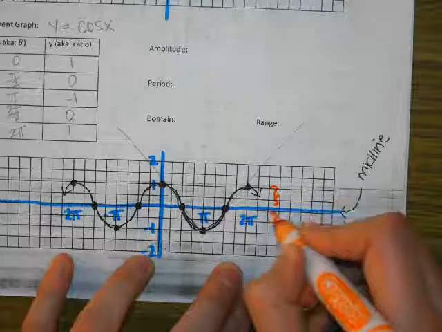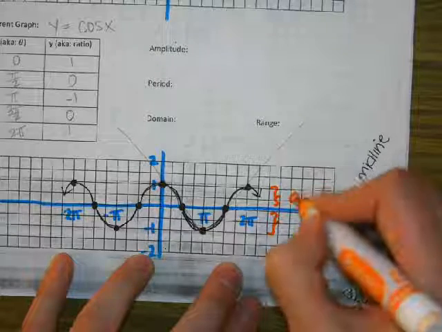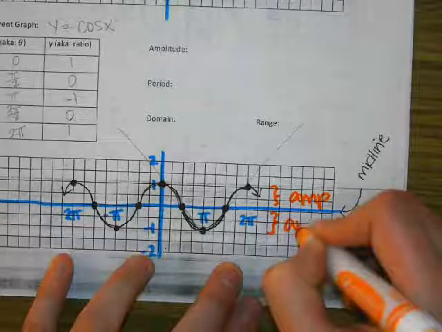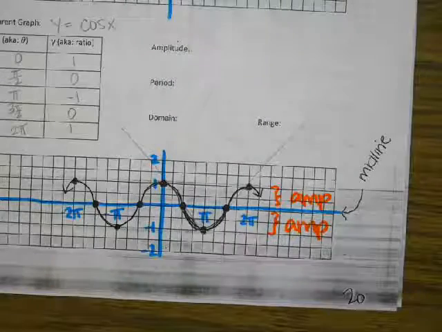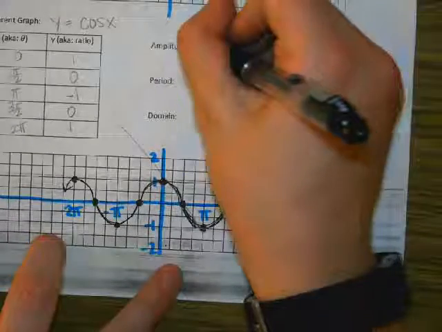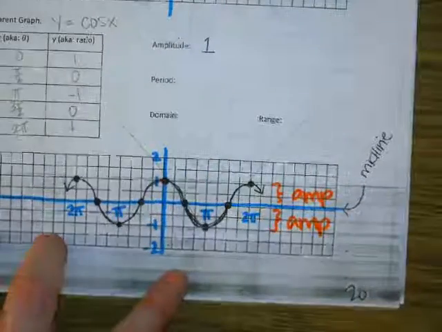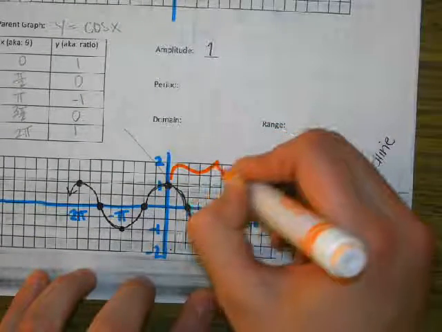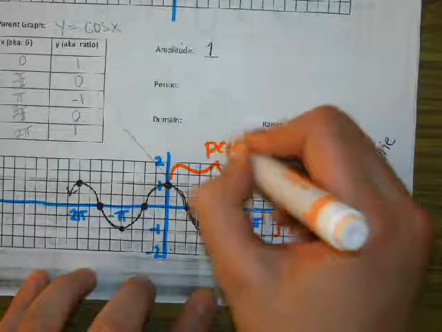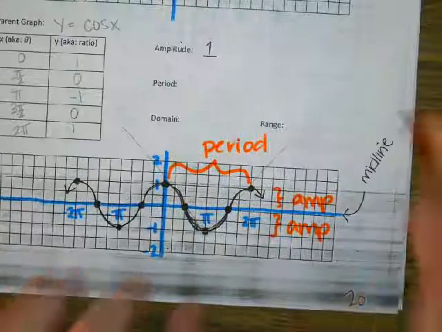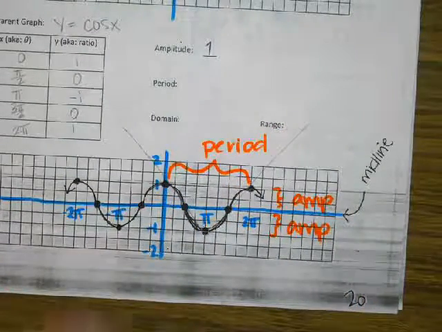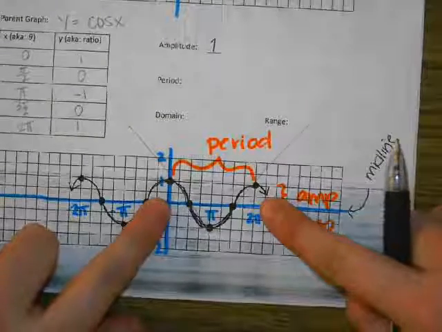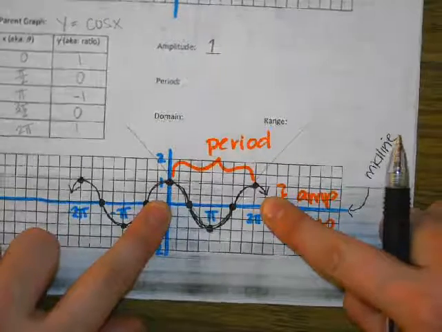What am I labeling right now? Amplitude. So what's the amplitude for this graph? 1. So that's the same as yesterday. What am I labeling right here? The period. So what's the period of this graph? 2 pi, right? So 2 pi.